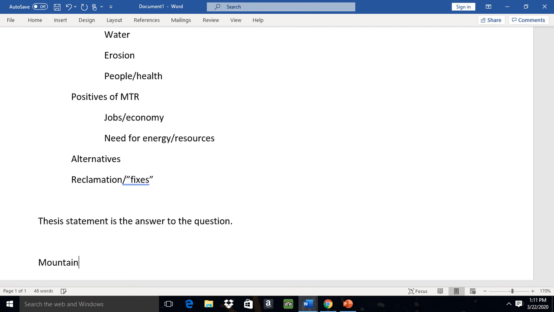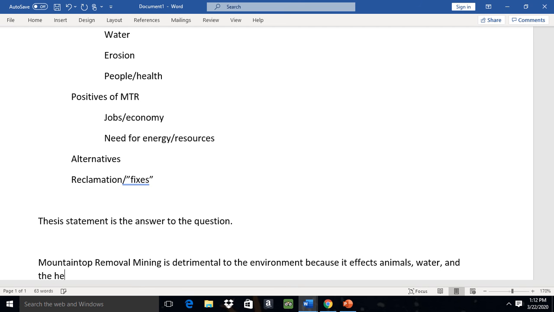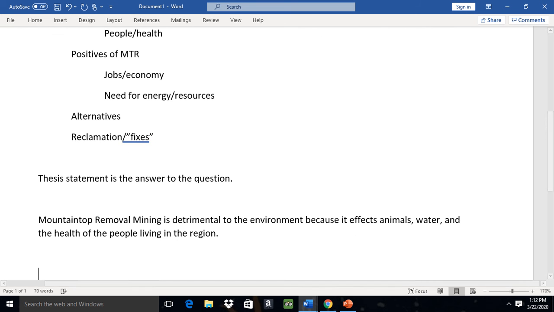Mountaintop removal mining is detrimental to the environment because it affects animals, water, and the health of the people living in the region. So that's what we're going to call a working thesis statement.